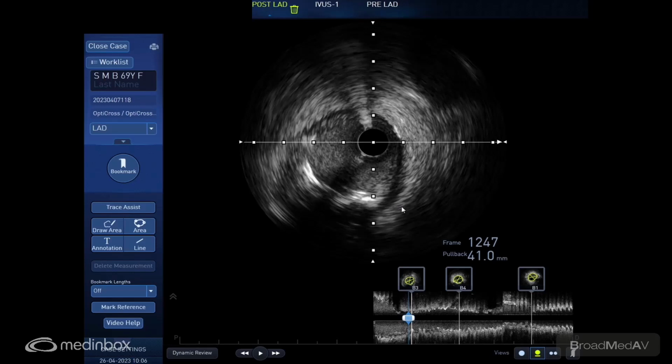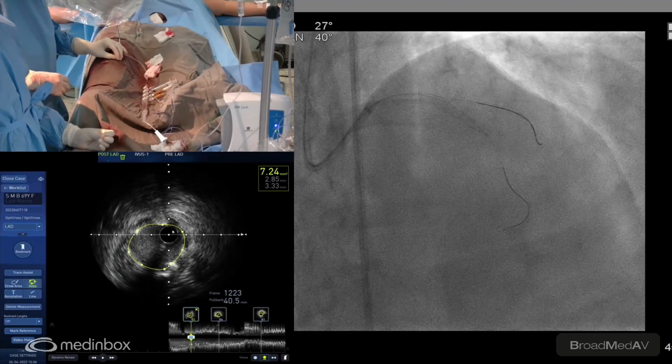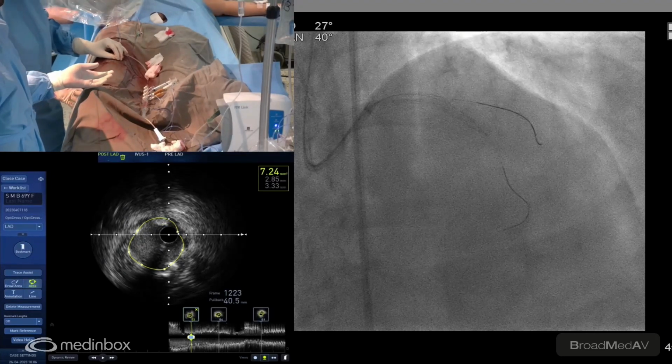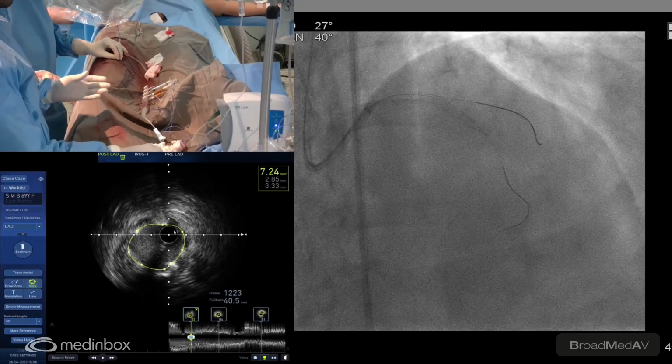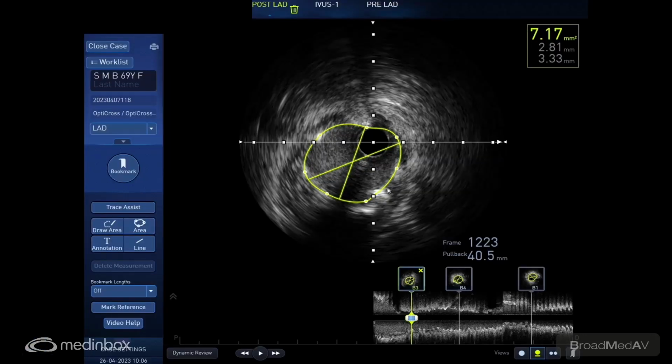Can I see the proximal IVUS again? It's not bad, you see. It's about 7.24 even now in the proximal. But I think we can get a bit better there. It's about 7.1, 7.2.